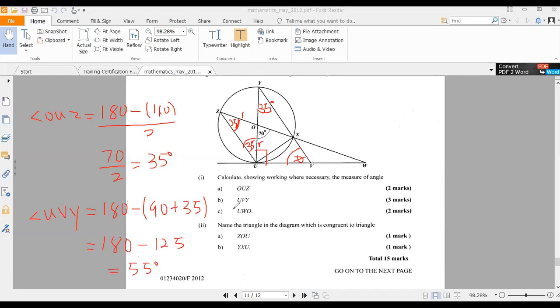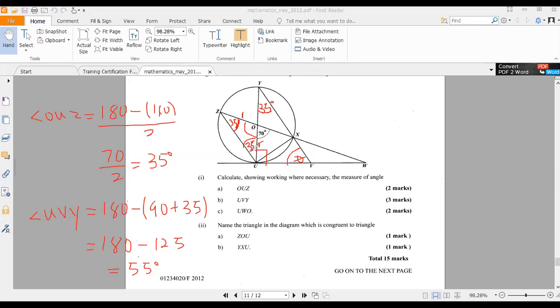Yes, go ahead. Sir, before you move on, I can explain the number A, the divided by 2. Remember that we said this angle is 110. That the angle O here is 110. Yes, sir. But this side is 70 and 110. Now we said that ZOU is an isosceles triangle.